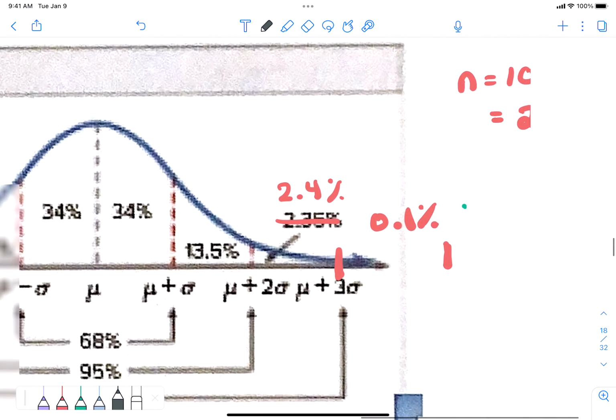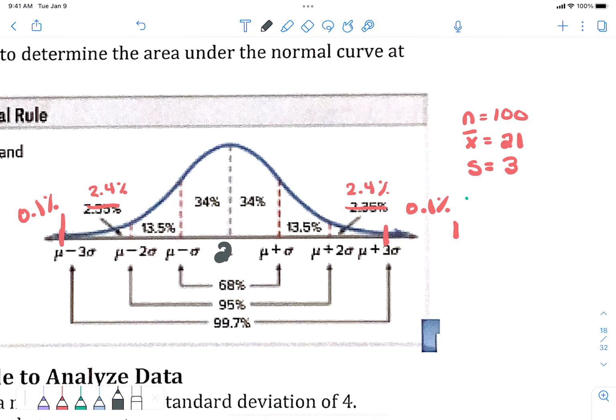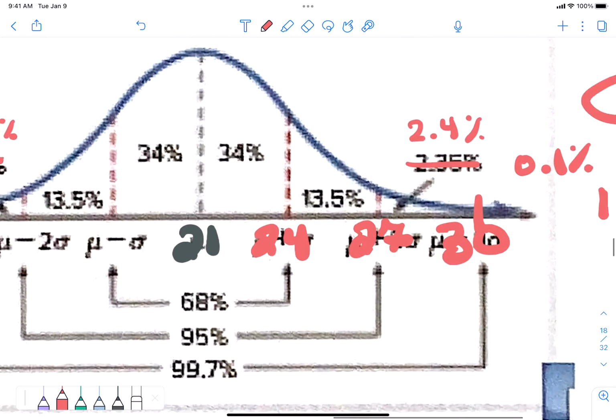Here's what we're going to do. We're going to fill this bell curve out with those numbers. 21 is going to live here in the middle. Then I'm going to add 3 to that. If I add 3, I get 24 here. If I add 3 again, I get 27. If I add 3 again, I get 30. Then I'm going to subtract 3 on the other side, because 3 is the standard deviation.